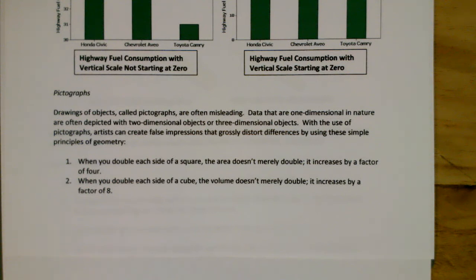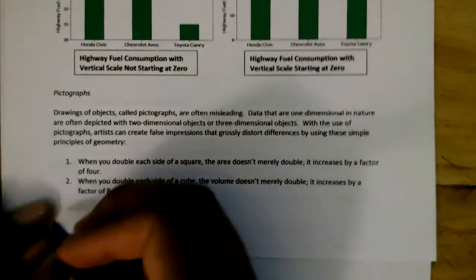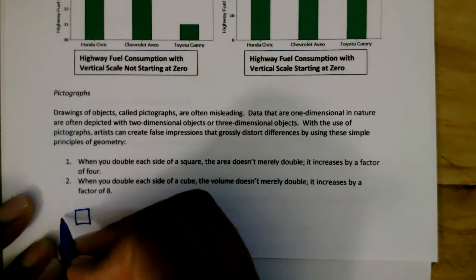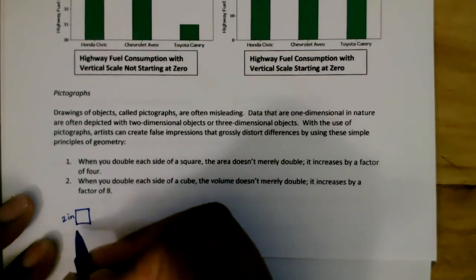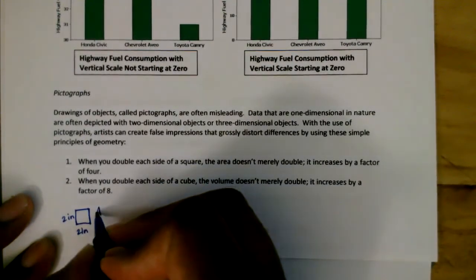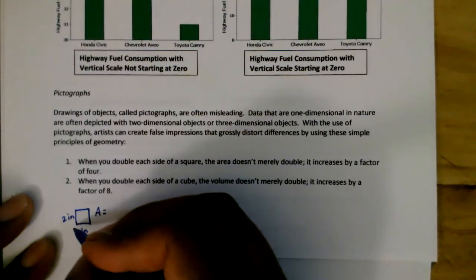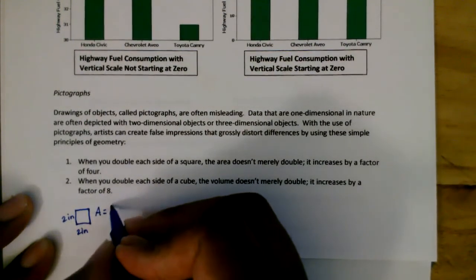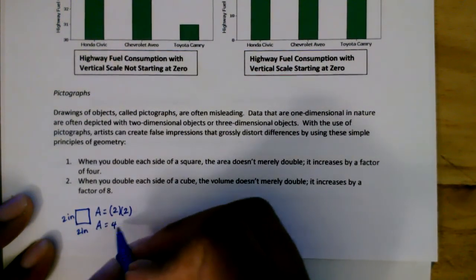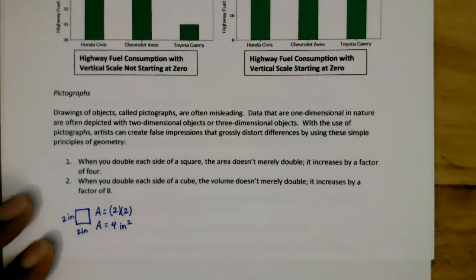And the second, when you double each side of a cube, the volume of the cube doesn't merely double, it increases by a factor of 8. Now let me explain what that means here. Let's say I have a square, two inches on each side. Okay, if I find the area of that square, that's of course the length times the width. So in other words, 2 times 2. That's going to be 4 square inches.